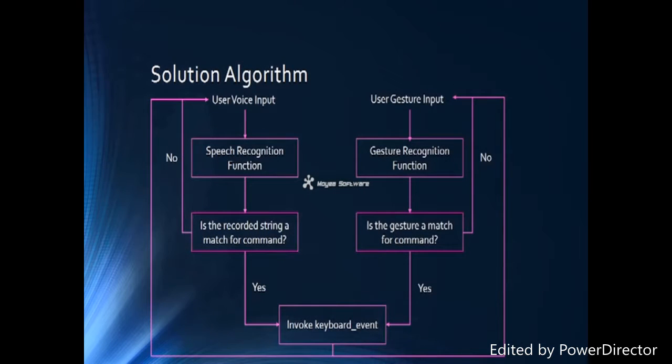Now, the solution algorithm, as you can see, takes a user voice input and the gesture input at the same time, and sends the recorded input into the two functions, that is the speech recognition function and the gesture recognition function, which I'll be discussing in the future slides. And after that, the code checks for a match with the existing commands, that is, if it's a play or pause, or if it's a volume up or a volume down command. And if the command matches, then it invokes the keyboard event function that simulates a key press. Otherwise, it goes back to reading the input from the user.